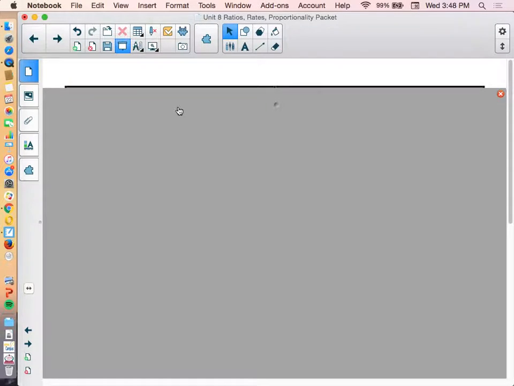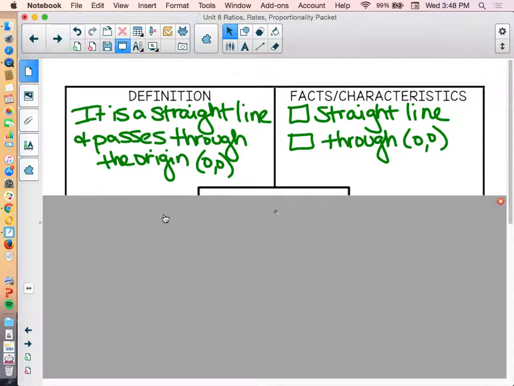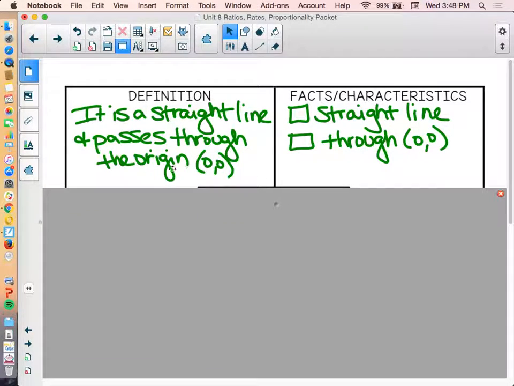So here we go. The definition of a proportional graph means that it's a straight line and it passes through the origin. And if you remember, the origin is really just 0, 0. It's the place where the two x and y axes cross. So facts and characteristics, basically it has to have a straight line and it has to be a graph through 0, 0. If it's not both of those, then it's not proportional.